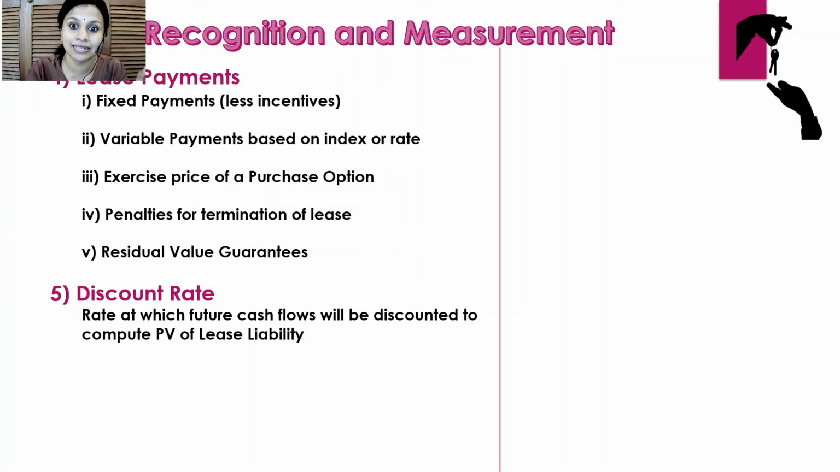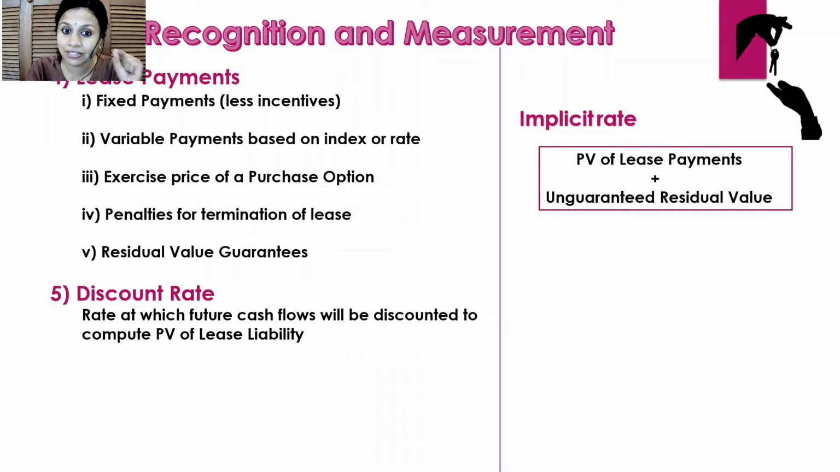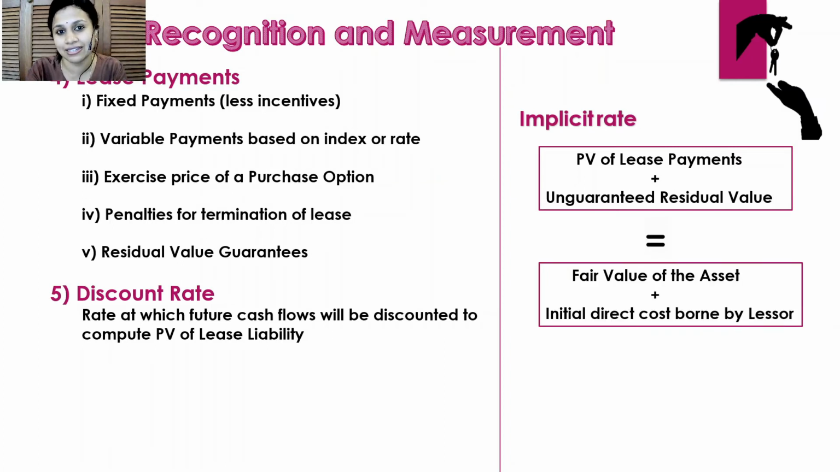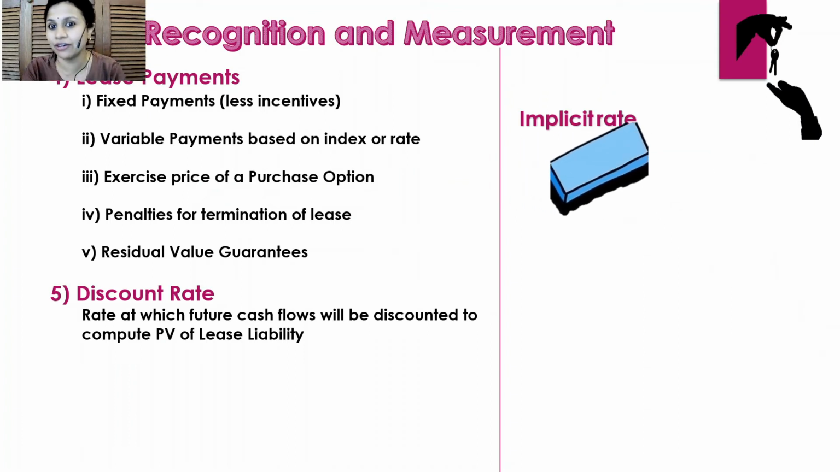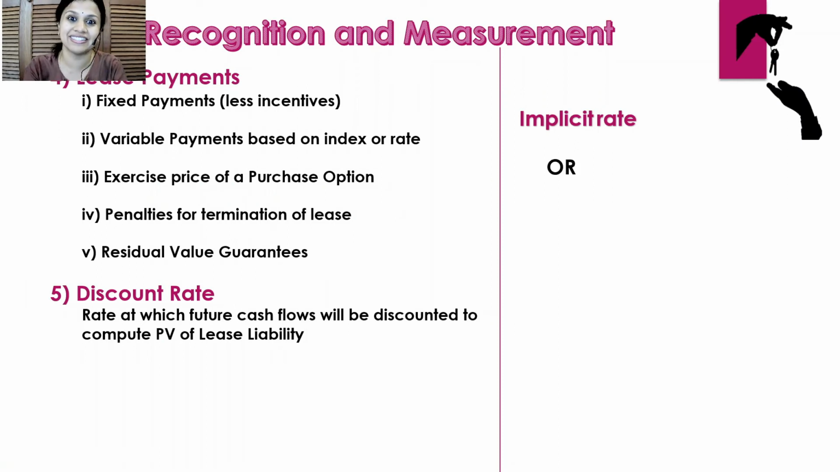Now, the discount rate is the rate that is implicit in the lease. What does this mean? This is the rate at which the present value of all the lease payments plus the unguaranteed residual value is equal to the fair value of the asset plus initial direct cost borne by the lessor. Now, let's say you don't have any of this information, you cannot calculate the implicit rate of interest, then the standard makes it easy for you. You can consider the incremental borrowing rate of the lessee.